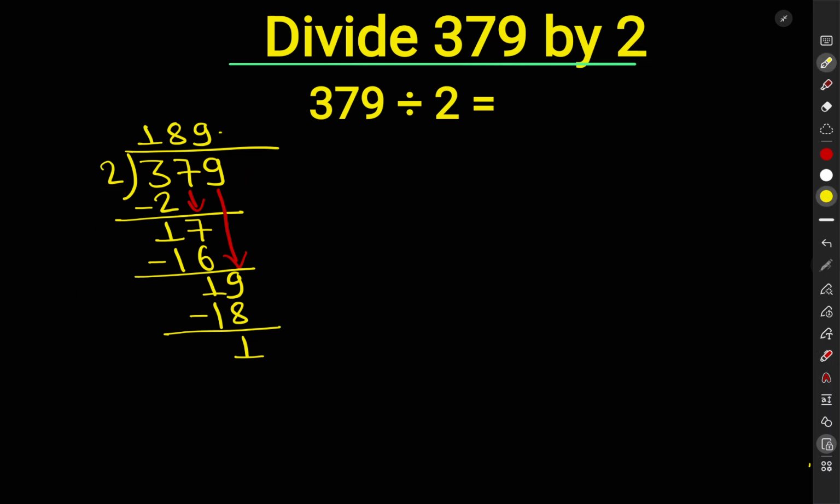So we put here a decimal so that we take 0. So now it is 10 and 2 times 5 means 10. On subtracting we get 0.